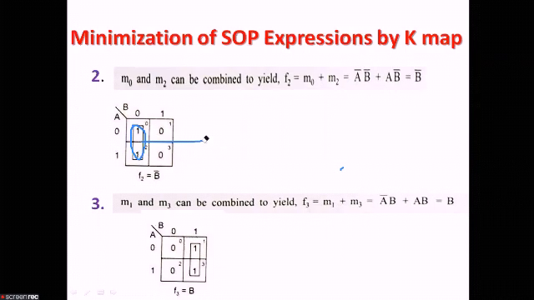Now we will be going to the next, third minimization technique. Again, this one is M1 and M3 is present. Now you have to find F3. Here by Boolean expression, what we have found out is that the value of F3 is M1 plus M3, equal to A bar B plus AB. That is, B is the value of F3.